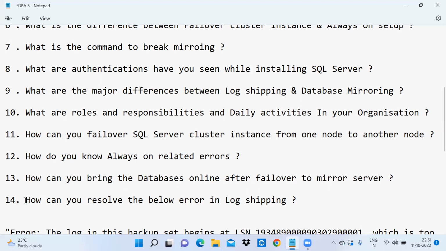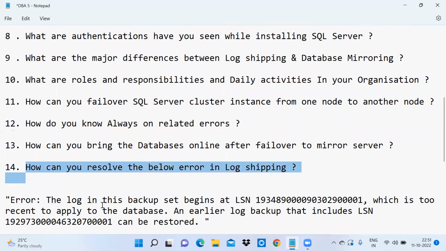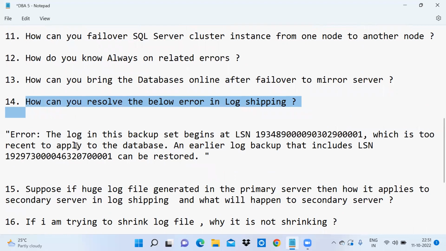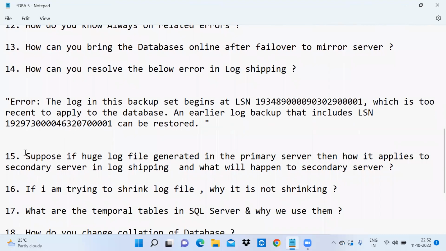Next, how can you resolve the below error in log shipping? I think who are familiar with log shipping, they know this error. So this backup set which is too recent to apply to the database. So this is the error which occurred in log shipping. So how can you resolve this error? Okay. Next one also belongs to log shipping.